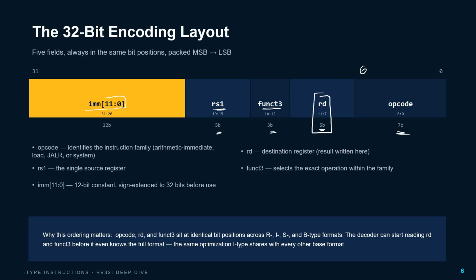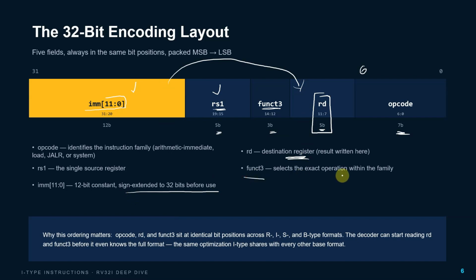And RS1 is my source register one, and immediate 11 down to 0. As I've told you, it's a 12-bit constant value, and it is further sign extended to 32-bit before we are going to use it. And RD, as we have already seen, is the destination register. Whatever the result of this particular RS1 and the immediate value, that will be stored inside my RD register.